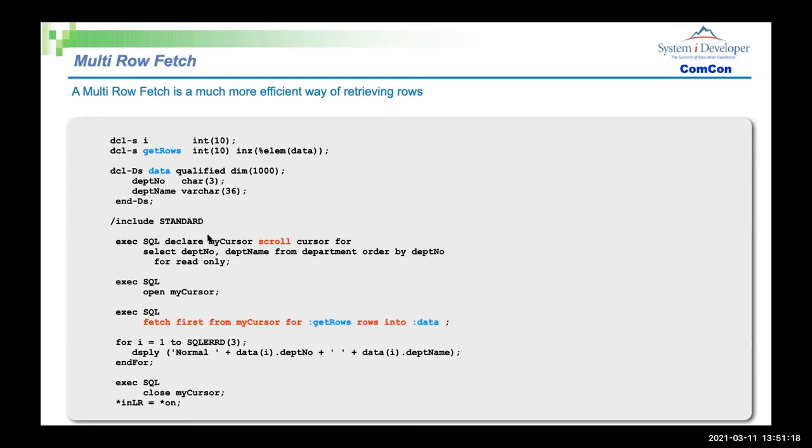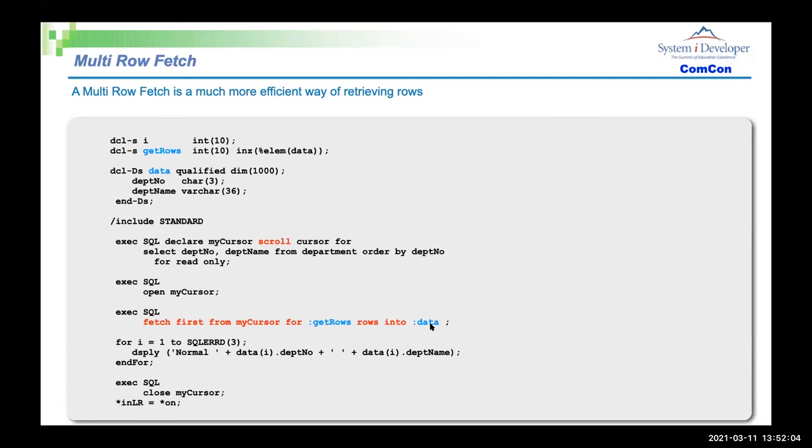The way that this works is I declare my cursor as before. The one difference here, by the way, is that if it wasn't a scroll cursor before, it needs to be a scroll cursor. We open the cursor as before. But now, instead of saying, give me a row, give me a row, give me a row, I'm going to say I want to fetch first, so from the start of the result set, 1,000 rows, remember the value that we have in get rows, into the data structure array. That's going to go out and try to fetch 1,000 rows from the result set in one fell swoop into that data structure array.